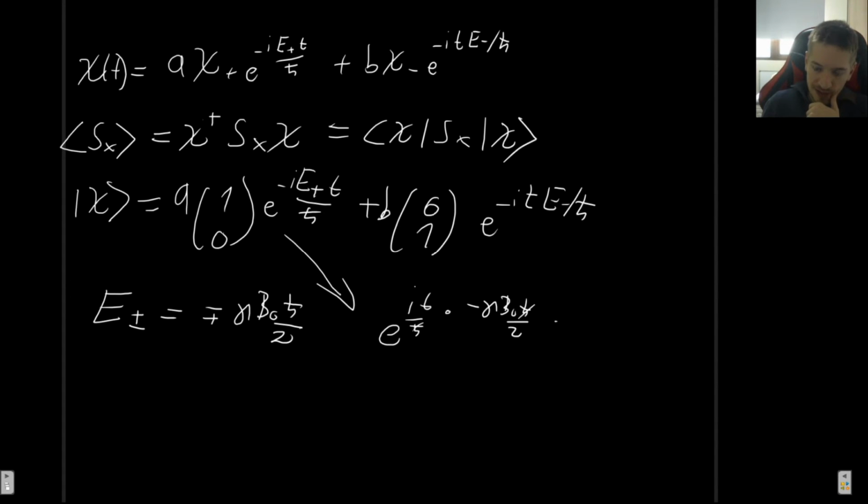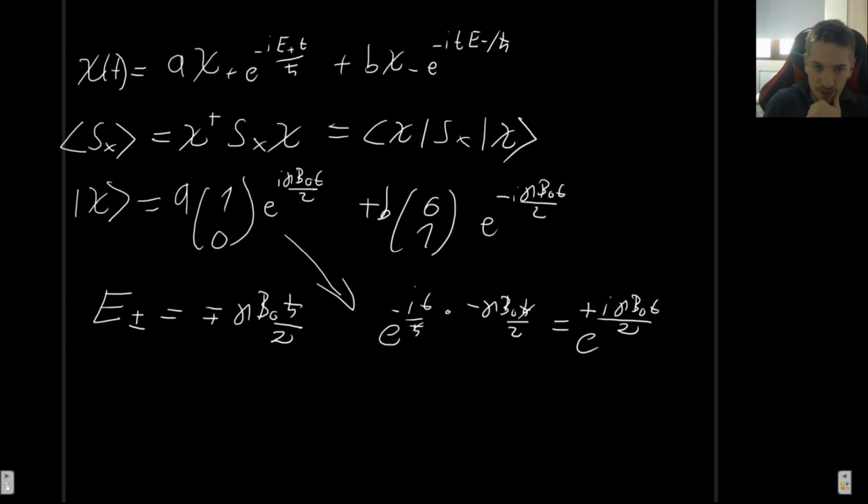So the h bars will cancel out, and we will be left with, I had a minus sign here by the way, it's going to be minus minus, so plus i gamma B0 t divided by 2. And in the other case, since it doesn't have a minus here, this minus sign will continue to be there. So that's the only difference. So this first exponential is going to be i gamma B0 t divided by 2, and this second exponential is going to be minus i gamma B0 t divided by 2.